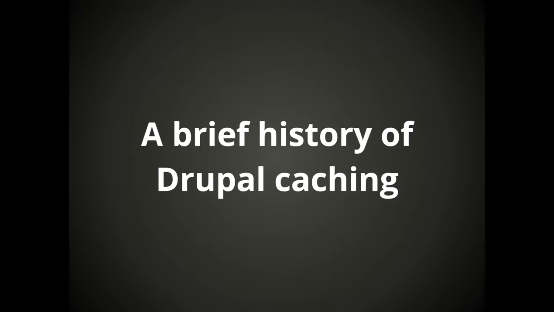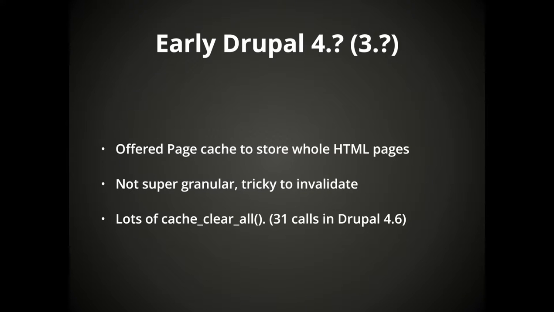So it's hard to talk about cache validation without talking about a brief history of what that is in Drupal, to explain why Drupal 8 is the way it is. So in the really early days, there's actually not a lot of info, and I couldn't go back farther than Drupal 4.6, I think, on api.drupal.org. But sometime, at least in 4, maybe 3, there was a full page cache that would let you just store a copy of the whole page, and then when a user comes, just serve them the copy of this HTML out of the cache. It wasn't super granular, and it was really tricky to invalidate. So you ended up with lots of calls to cache clear all. According to api.drupal.org, there are 31 calls in Drupal 4.6.